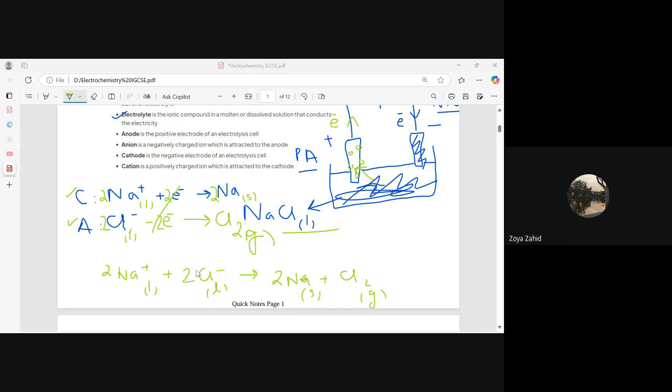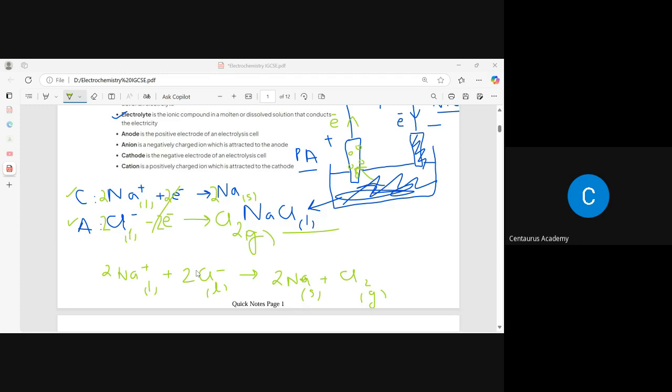Miss, how is it liquid? Shouldn't it be like aqueous or something? Where? For NaCl. No, this is electrolysis of molten sodium chloride. For aqueous sodium chloride, the products are going to be completely different. Sodium is not even produced as a product. We are going to come up to that. For now, we're discussing the molten.